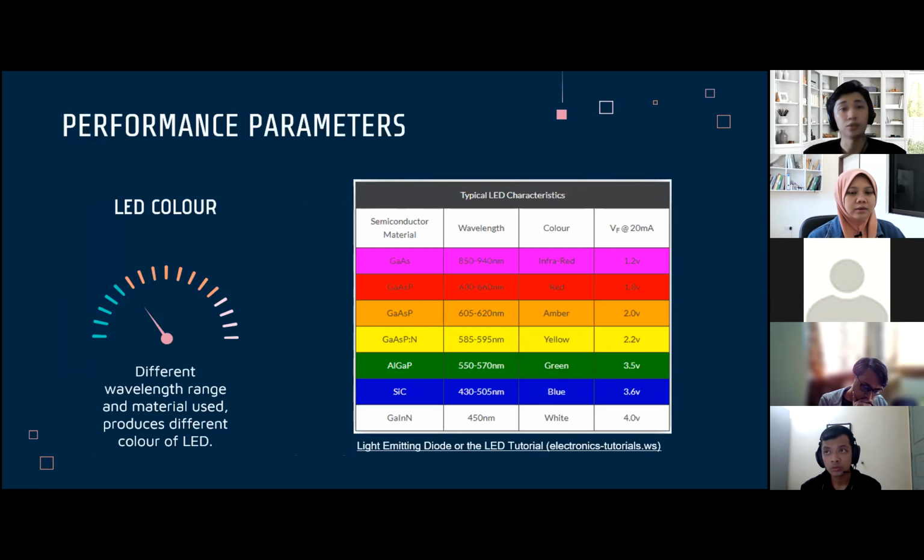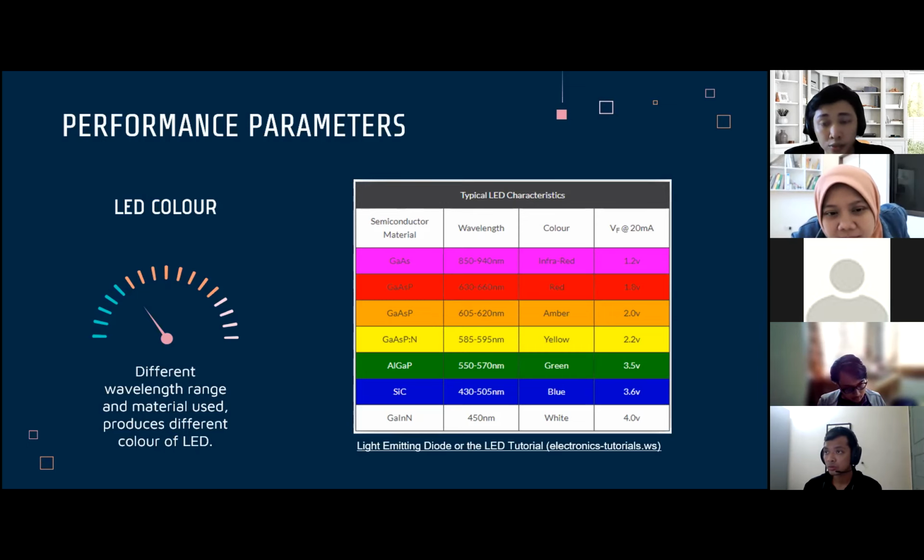Okay, next we go to performance parameter. The first is LED color. Different wavelength range and material use produce different color of LED. We can see in the figure that the different semiconductor material will release or emit different wavelength that will determine the color. And also the voltage needed is also different as well.